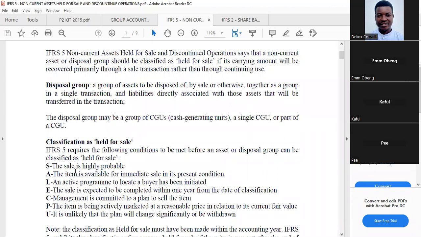The sale is expected to be completed within a year from the date of classification. So if you are okay with that, that is okay. Management is committed to a plan to sell them. So not that you classify the assets, and 6 months later you say that no, our decision has been taken and we want to sell it. We are not going back. All right. The item is being actively marketed at a reasonable price in relation to its current value. You are selling a Benz which you bought 10 years ago. Now you want to sell it for 1 billion. It doesn't make sense. The price that you should put on the asset should reflect the current market price of the asset. That's what they are saying.